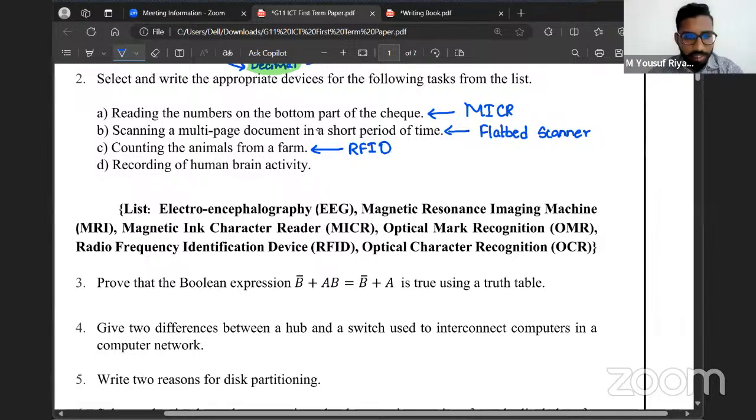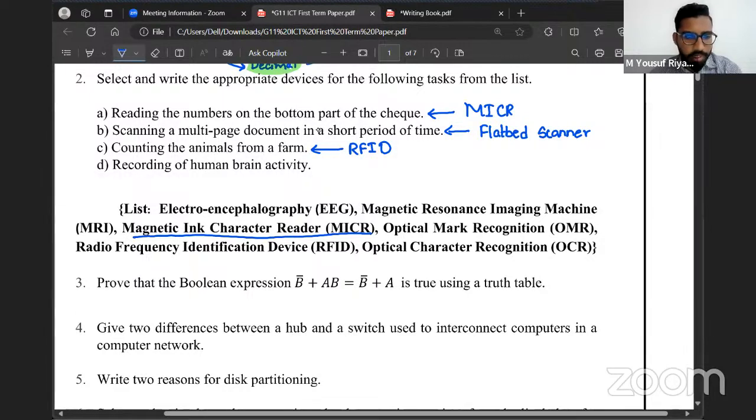Wait, have they given a list? Sorry, I did not notice this. They have given a list. So, okay, MICR is there. Sorry, not magnetic resonance, not this MRI. MICR is there, so we have used this. Flatbed, have they given it? EEG, MRI, you can't use. OMR, no. RFID, OCR. Scanning a multi-page document in a short period of time.